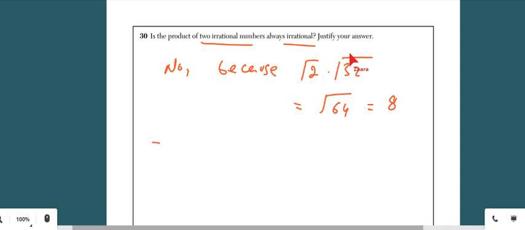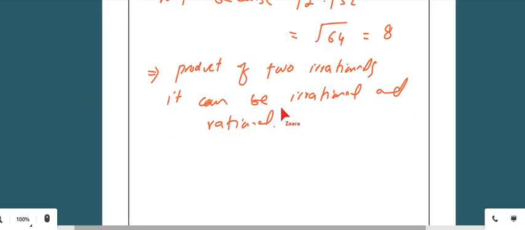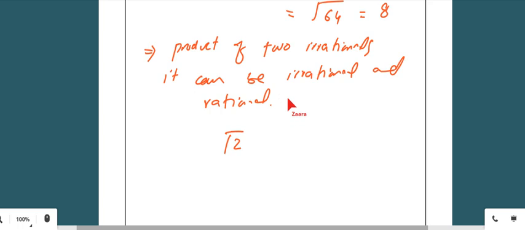So we concluded our result that the product of two irrational numbers can be both irrational and rational. I gave you an example of rational. Let me give you an example of irrational. For example, if you multiply root 2 with root 3, you will get root 6, which is irrational. Okay, is it clear?